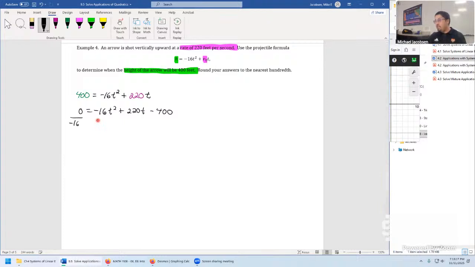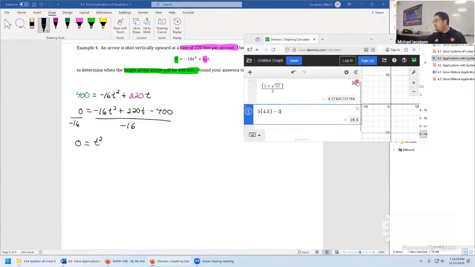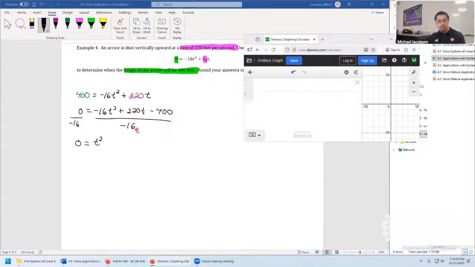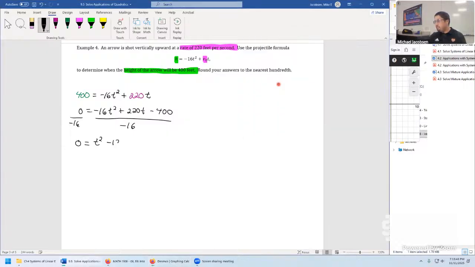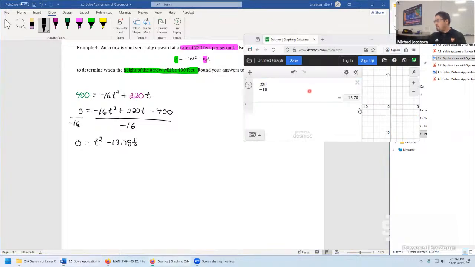Let's take that strategy. Divide the left by negative 16, the right-hand side by negative 16, and we get the new equation. We're dividing by a negative, so the first term flips to a positive. And this might not divide evenly, but 16 is not going to give us a repeating decimal. This will terminate. So 220 divided by negative 16 gives us negative 13.75 times t.